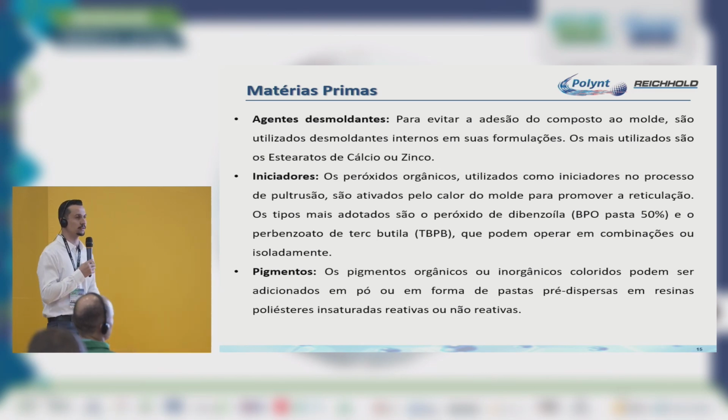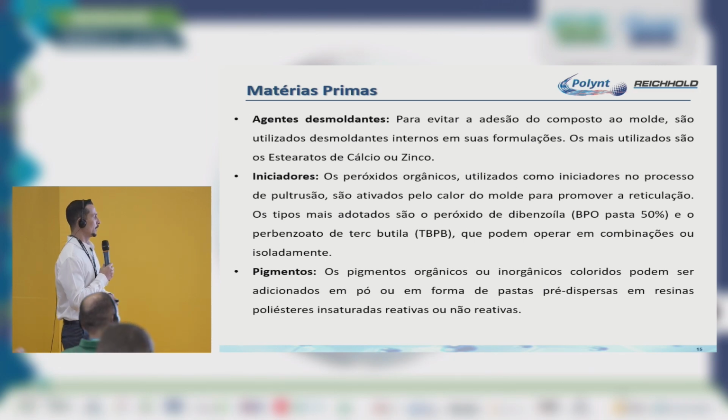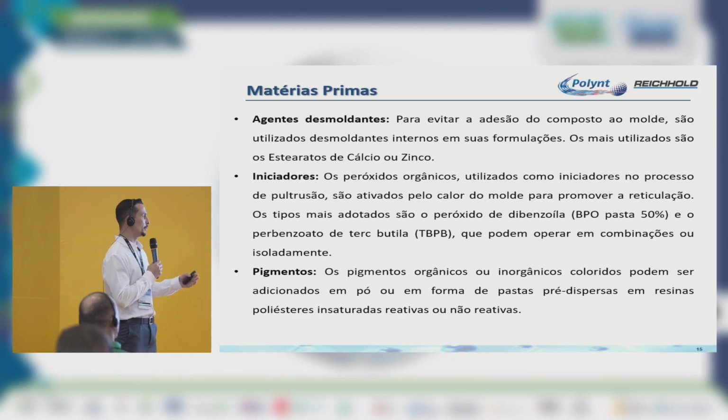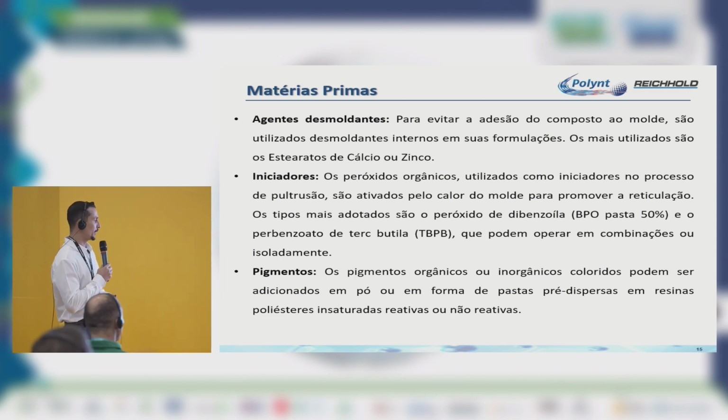Dibenzoyl peroxide, BPO, in paste form, 50%, and TBPB, tert-butyl perbenzoate. They can be used in combination or in isolation. So the reaction starter is applied, and then the proportion is usually 3 BPO to 1 TBPB.